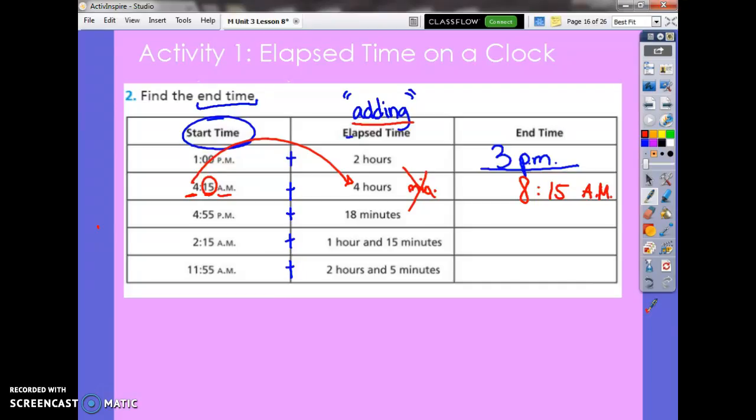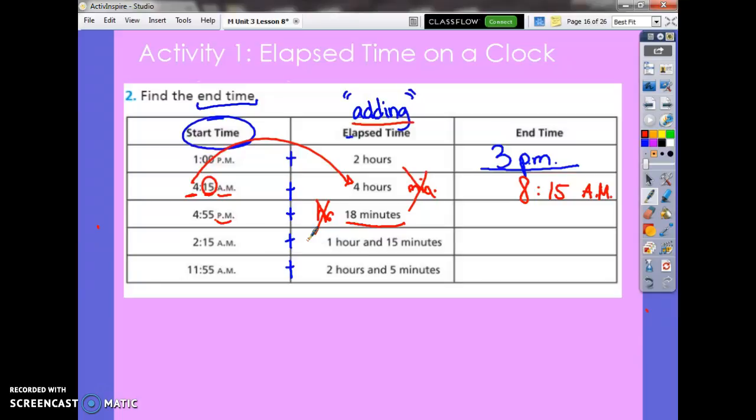Or maybe you're watching the end of a television show before or after you do your homework afterwards. So 4:55 p.m., you watch your television show for 18 minutes. You want to know what time it's going to end, right? There are a lot of events where we need to work with our elapsed time. So 4:55 p.m. plus 18 minutes. Now this is a little bit different than the one before because here I don't have any hours.